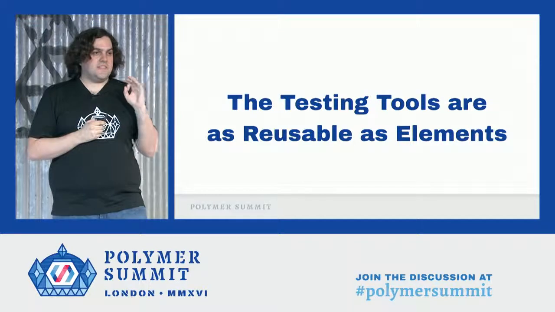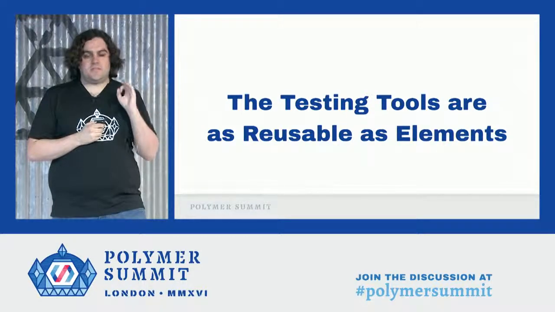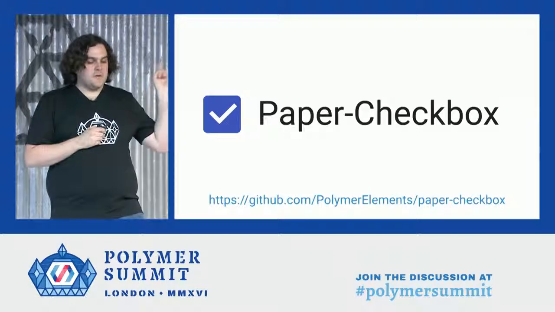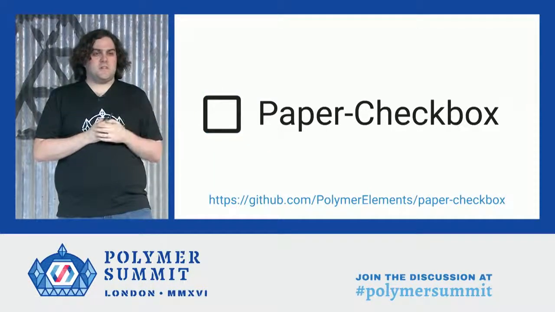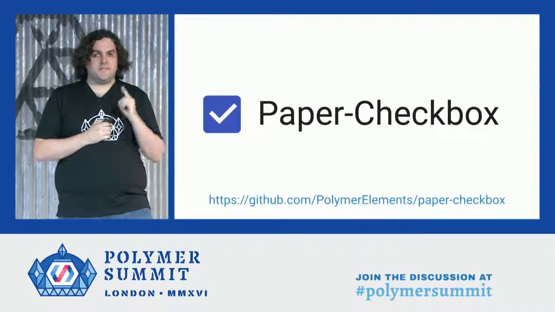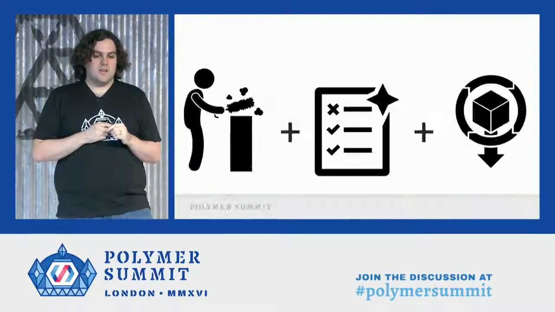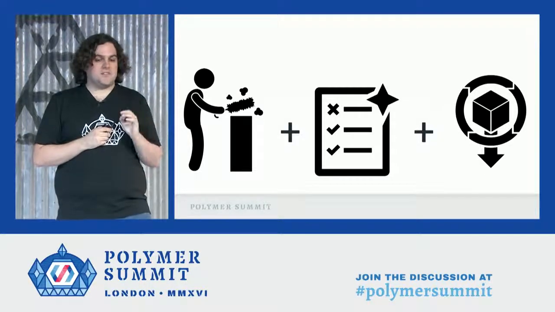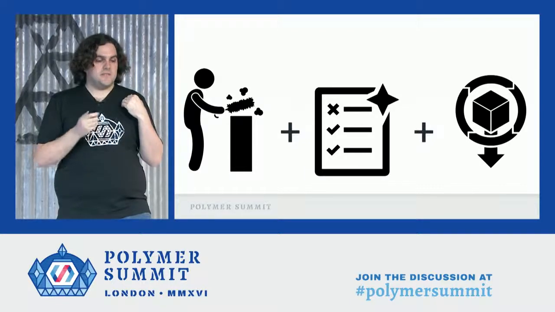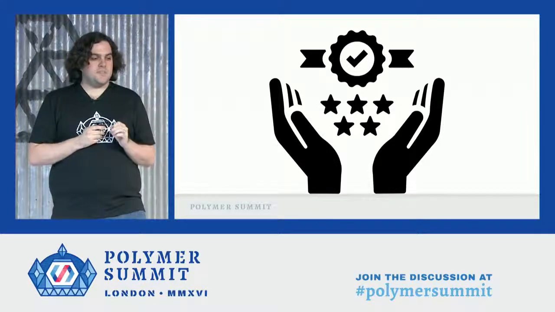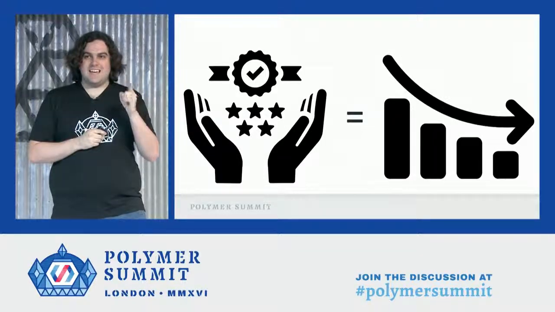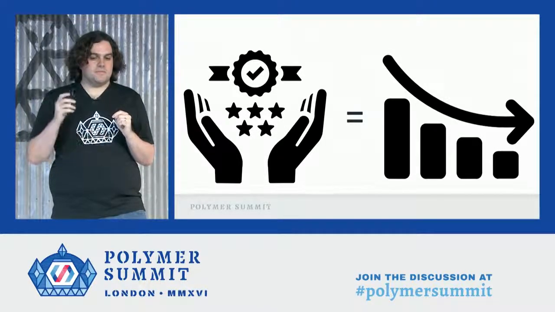So we made sure that the testing process is just as reusable as our elements. Refer back to our example element, paper checkbox. 90% of the testing configuration in that element is a copy and paste into your own element. And now your element can reuse all the same linting, unit testing, and continuous integration tools that we use in our elements. And now your elements will be just as production ready and reusable as the Polymer team's elements. And when your elements are reusable, that saves you time and money on building your applications.